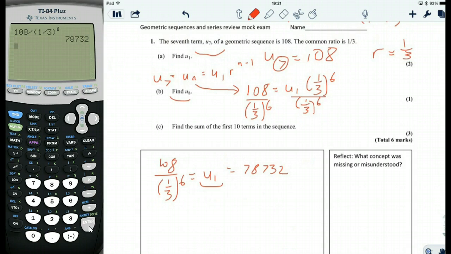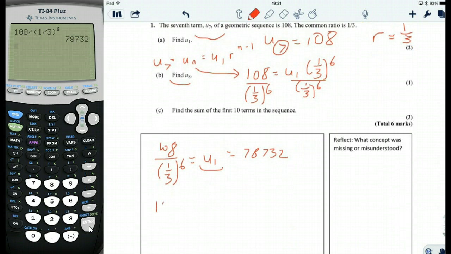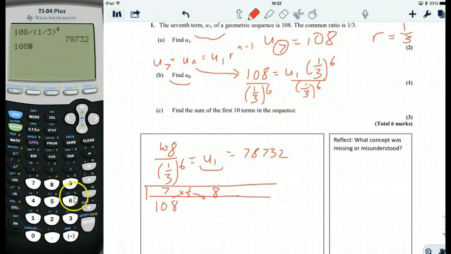Then it says find u8. Well, we know u7, we just need to find u8. There's two ways to do this. If you know that the seventh term is 108, the eighth term you could find by multiplying the seventh term by one-third. So you could take 108 and multiply times one-third, because the seventh term times r would equal the eighth term. So the eighth term is actually 36.